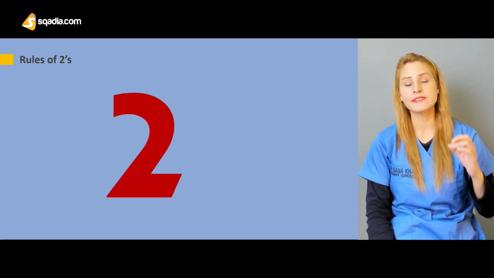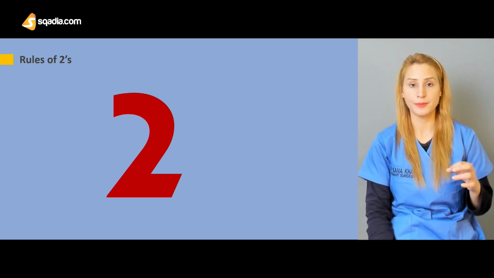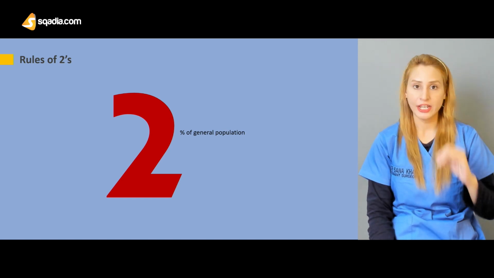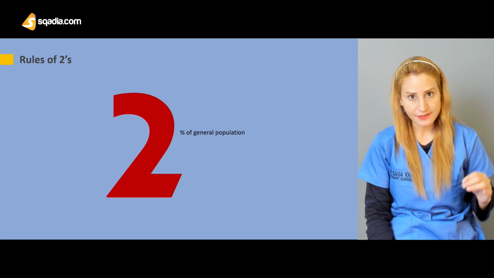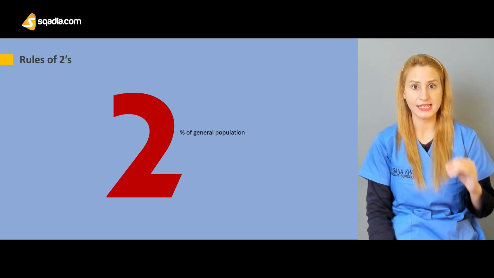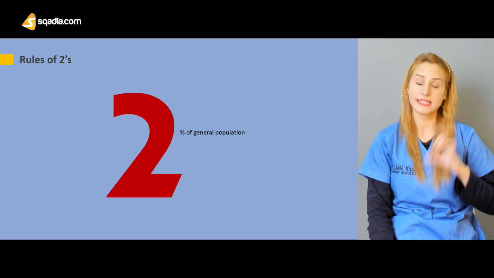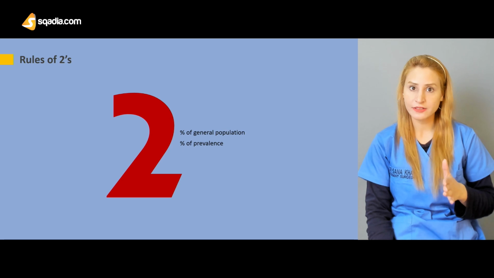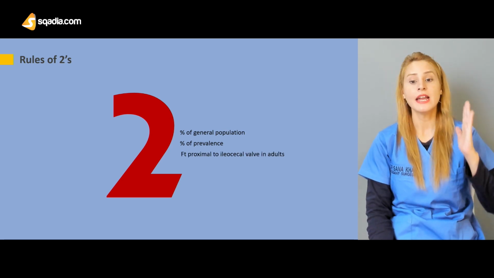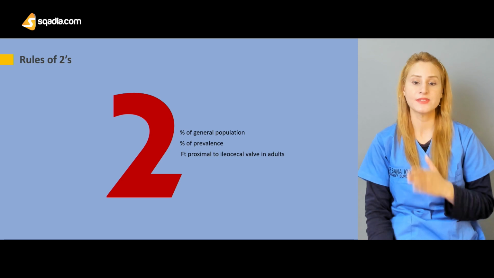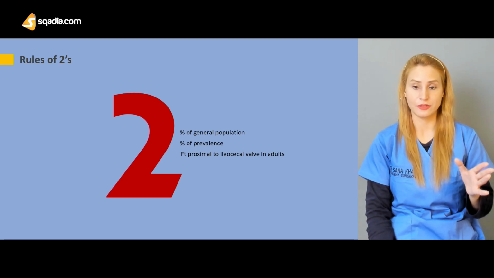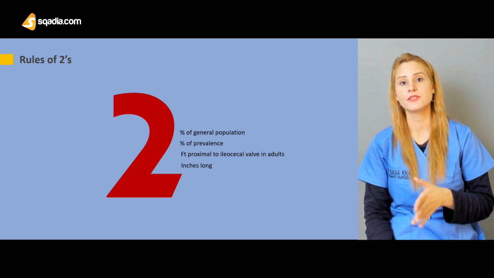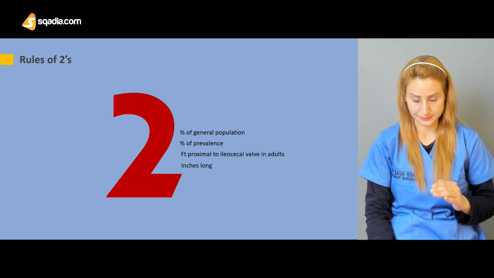There is a rule of two, which is important to know about Meckel's diverticulum. It is present in 2% of the general population. Its length is 5 centimeters, almost 2 inches. And it is 60 centimeters, that is 2 feet, from the ileocecal junction. So 2% of the general population, 2% prevalence, 2 feet proximal to the ileocecal valve, almost 60 centimeters in adults, and 2 inches long. This is the rule of two which has to be followed in case of a Meckel's diverticulum.